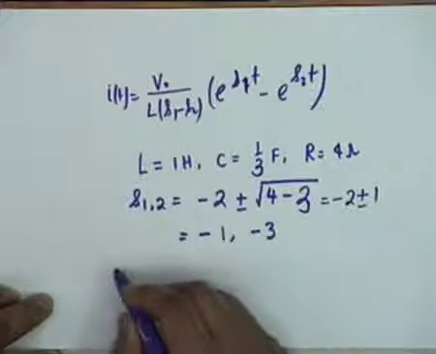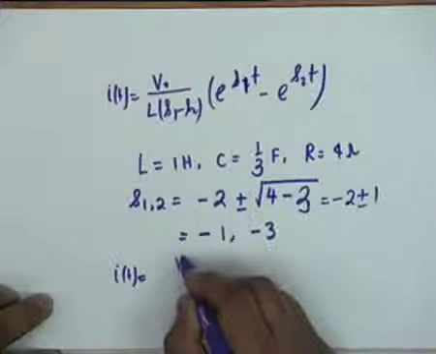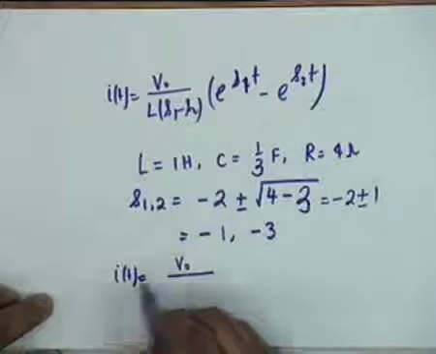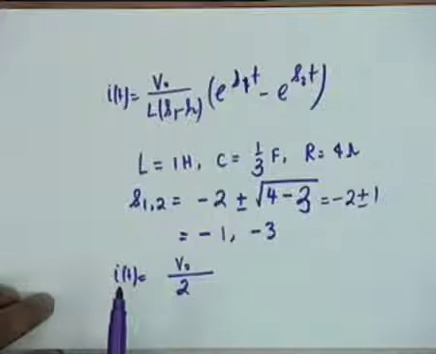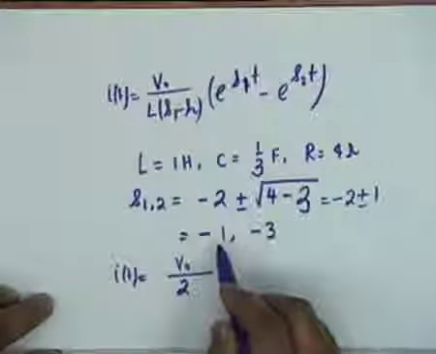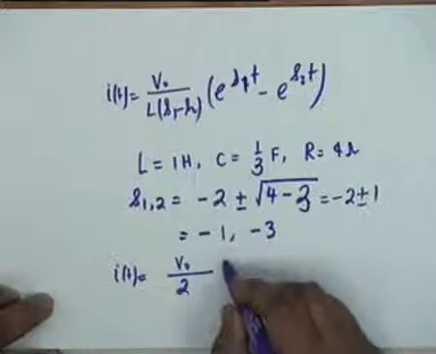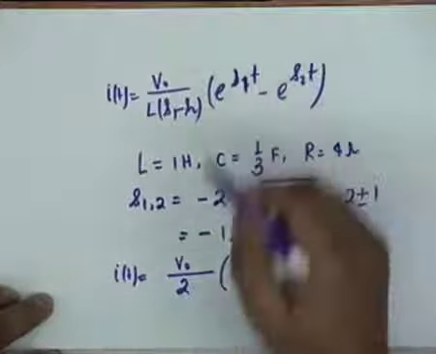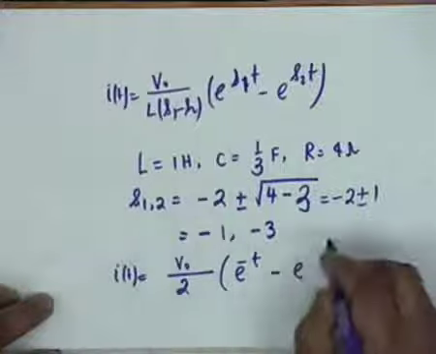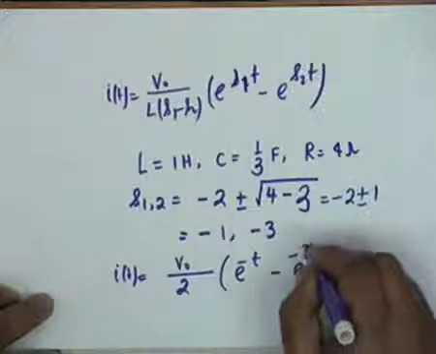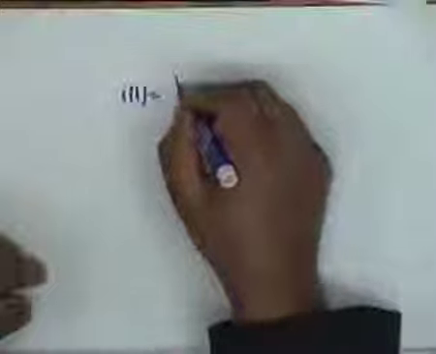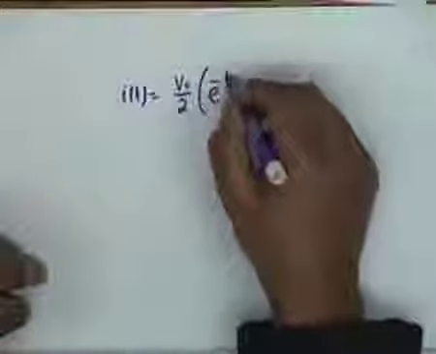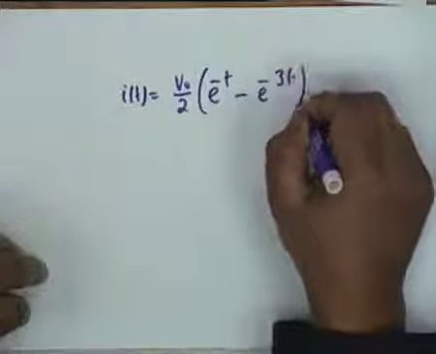And therefore i of t is equal to V0 by L, which is 1, S1 minus S2 is obviously 2, is that right? Minus 1 plus 3 is 2, and then e to the minus t, S1 is minus 1, and S2 is minus 3, so e to the minus 3t. Let me write it down again: i of t is equal to V0 by 2 times e to the minus t minus e to the minus 3t.